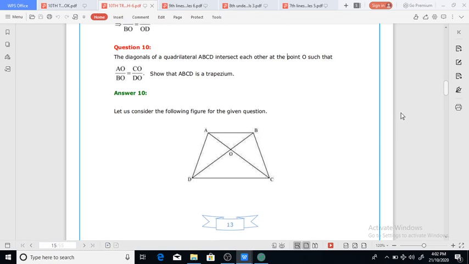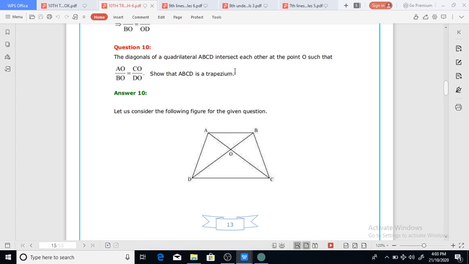The 10th question, and the last question of the exercise. The diagonals of the quadrilateral ABCD intersect each other at the point O. So this is the quadrilateral, and its diagonals are AC and BD. They intersect at the point O. AO by BO is equal to OC by OD, so that is also the given condition. So we have to prove that ABCD is a trapezium.